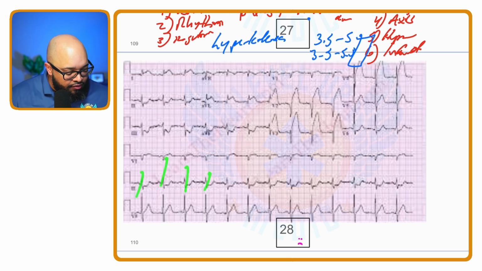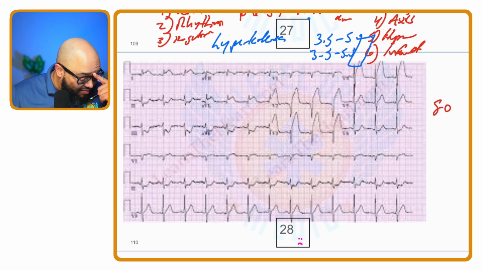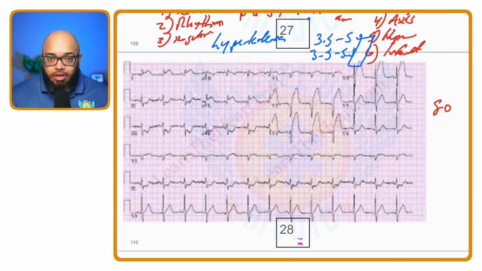So 1, 2, 3, 4, 5, 6, 7, 8, 9, 10, 11, 12, 13. So we'd say 13 times 6, that's going to be 78. The rate is normal. We're going to say about 78. Let's call it 80. We're going to say the rate's about 80. But it's not over 100, and it's not less than 60, right?